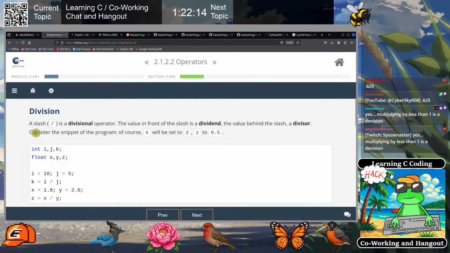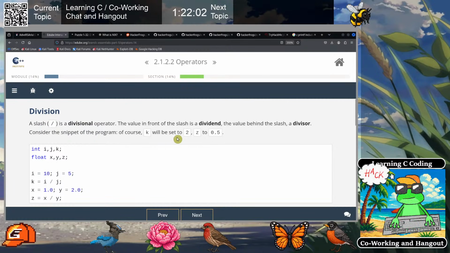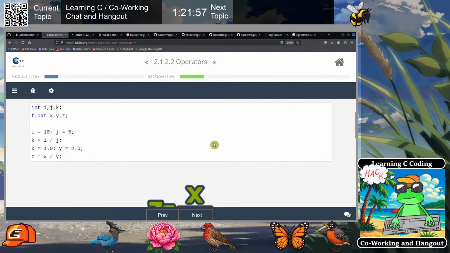So division. A slash is the divisional operator. The value in front of the slash is the dividend. The value behind the slash is the divisor. Consider the snippet of the program. Of course, k will be set to 2, and z will be set to 0.5. So i, j, k, x, y, z.